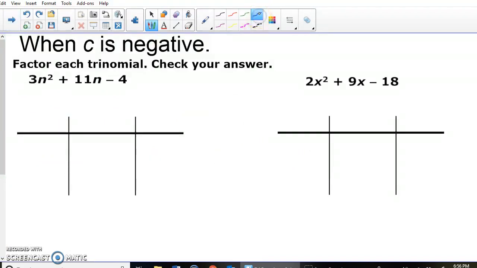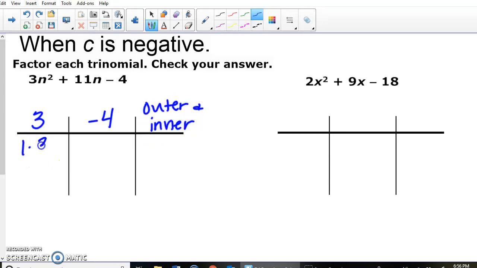Okay, the next type of problem I'm going to show you how to do is if we have a negative c value. That's really not going to change our process at all though. We're still going to do our factors of 3. Here we're going to do our factors of -4, and then we're going to need to do our outer and inner terms to see what combination works.